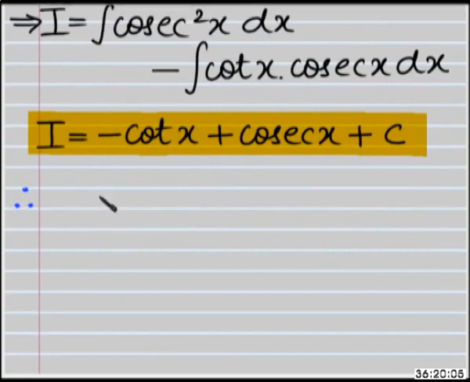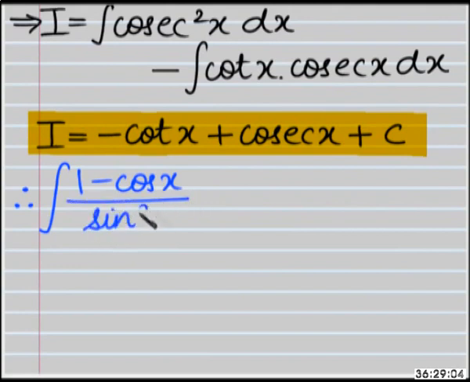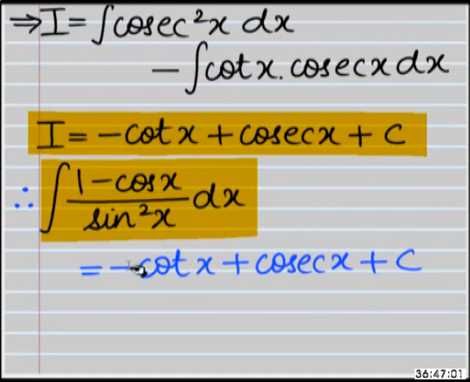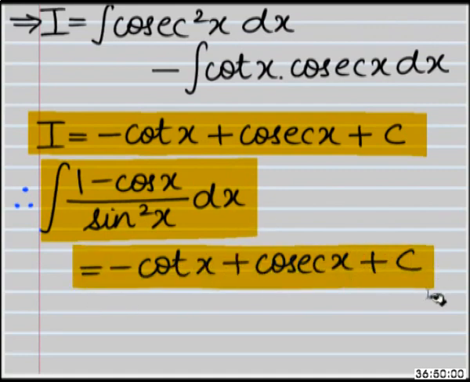Therefore, we have integral of 1 minus cos x whole divided by sine square x with respect to x is equal to minus cot x plus cosecant x plus c, where c is the constant of integration. Hence, this is the required solution.